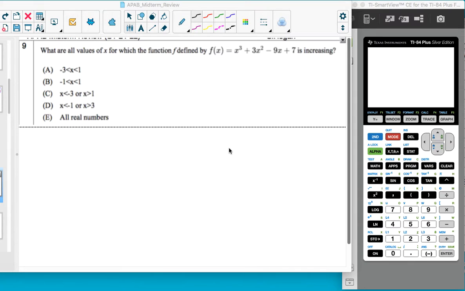All right, this is AP AB Calc. We are doing the midterm review packet. This is multiple choice number 9, which is non-calculator. So what are all the values for which this function f of x is increasing?